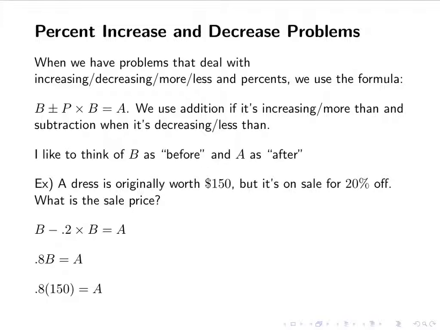So I plug in 150 for B, and I want to solve for A, so I just take 0.8 and multiply it by 150. And I get $120. Okay. And you can always double check it, right? Does it make sense? If something's 20% off and it's 150, does 120 sound reasonable? Okay, you should always check to see, does my answer make sense? So let's try a couple more.